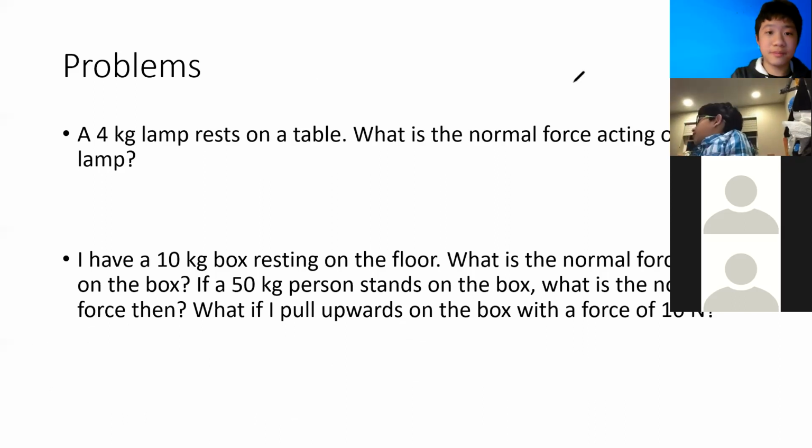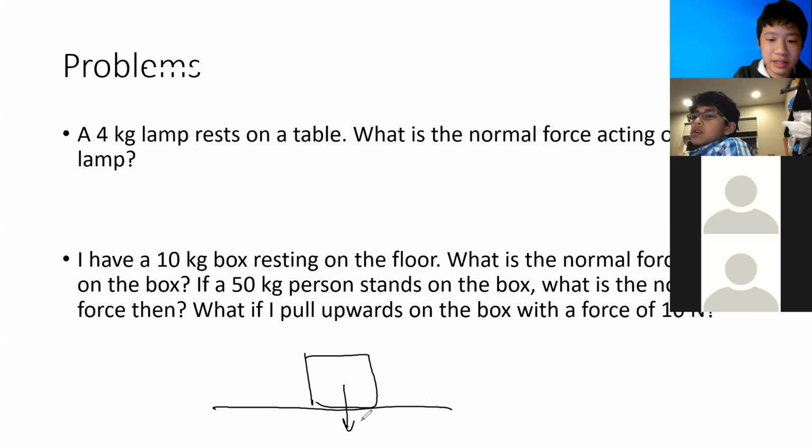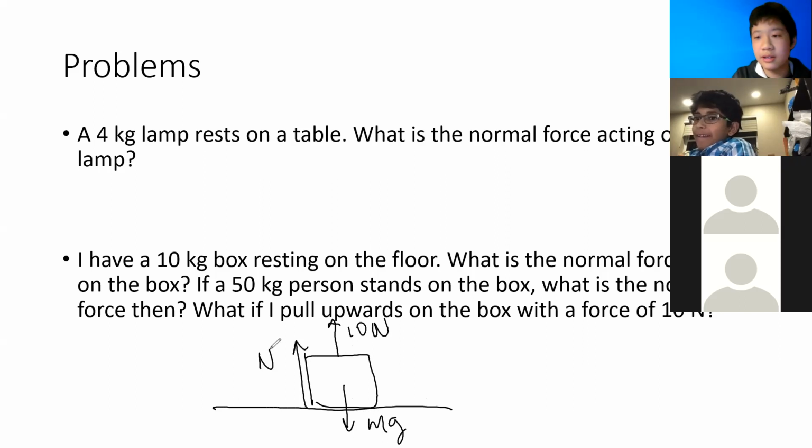Now the third part. What if I pull upwards on the box with a force of 10 newtons? I think that's 10 newtons. Yes, it is. Again, I'm going to draw out a diagram. There's going to be an mg force pulling down on the box, but I'm going to be pulling up with 10 newtons. And there's still going to be a normal force, always. I've drawn out all these forces.